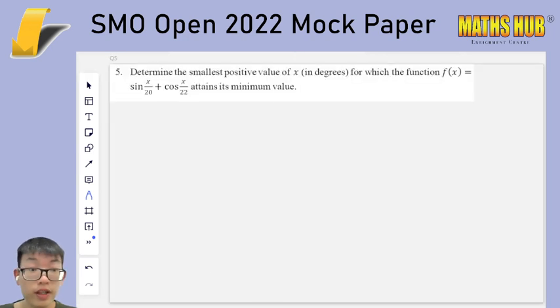Finally, we are at question 5. Question 5 asks you for the smallest positive value of x in degrees for which this function f(x) equals sine x over 20 plus cosine x over 22 attains its minimum value.